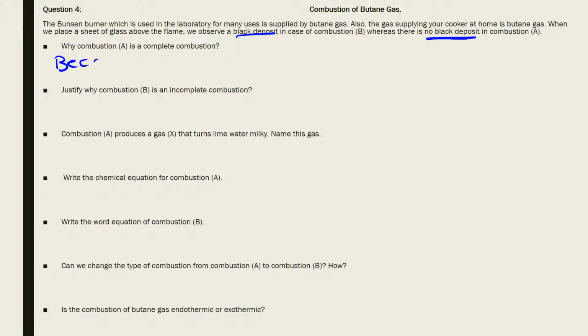Why is combustion A a complete combustion? Because there is no black deposit. Okay, so we know it's complete because we did not see a black deposit.